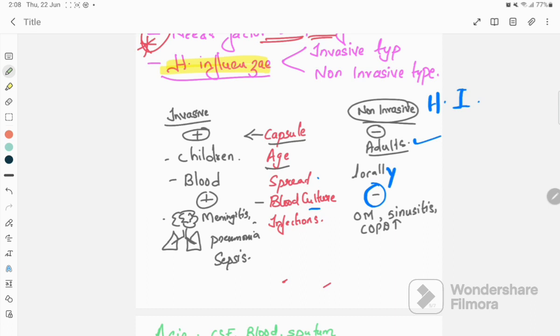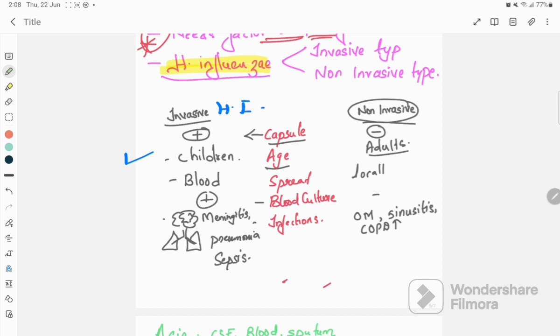Now, what are the infections the non-invasive type of H influenzae causes? It causes otitis media, sinusitis, and exacerbation of COPD. Next, we'll move on to the invasive type of H influenzae. In the invasive type, it is capsulated, and it occurs in children.